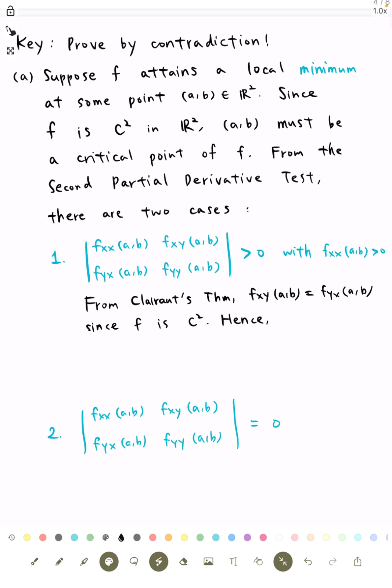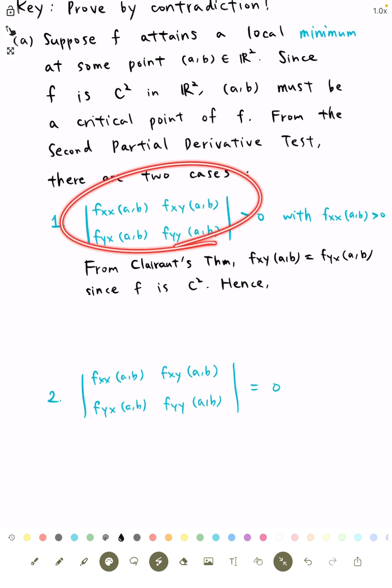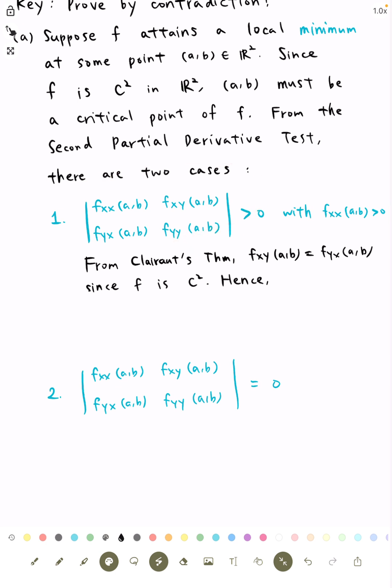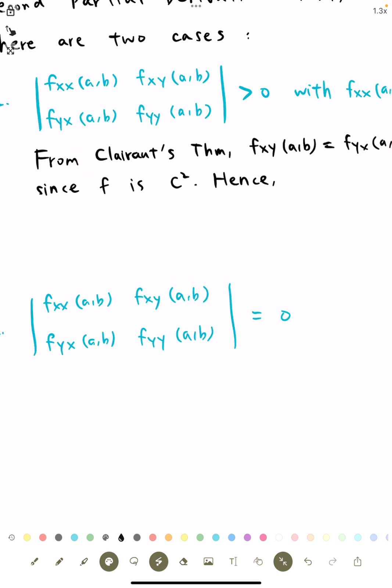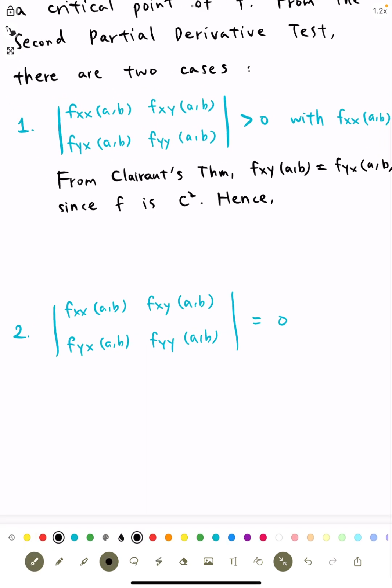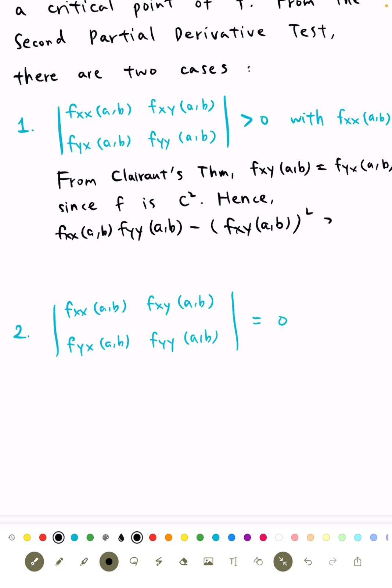For local minimum, there are two cases. The first one is this: the determinant is greater than 0 with fxx(a, b) greater than 0. Then we can determine it is a local minimum. And from Clairaut's theorem, fxy(a, b) is equal to fyx(a, b), which means we can just swap the order of differentiation because f is C2. Then we expand the determinant.